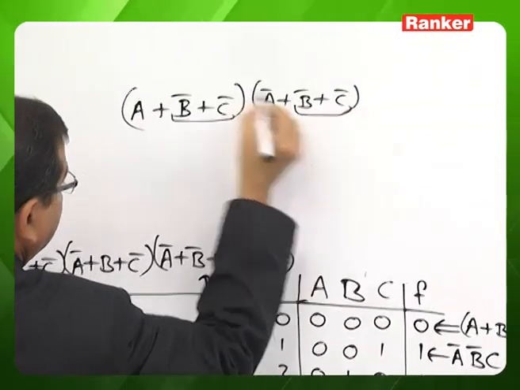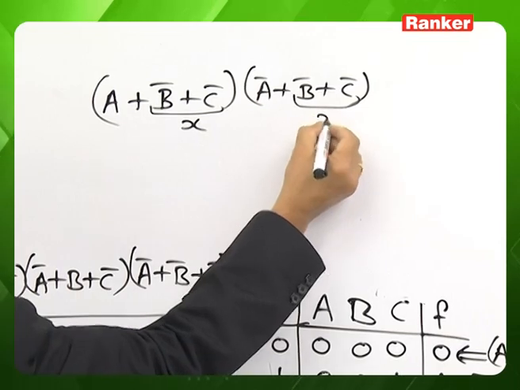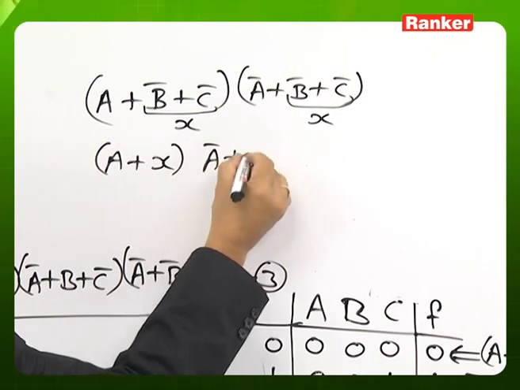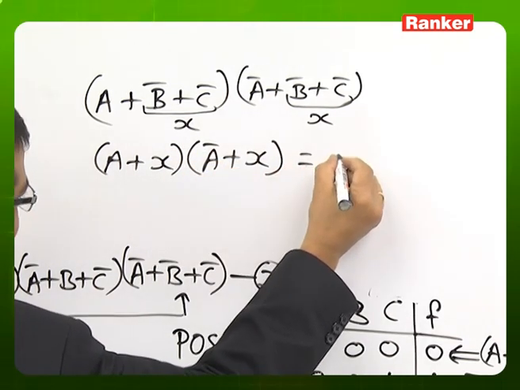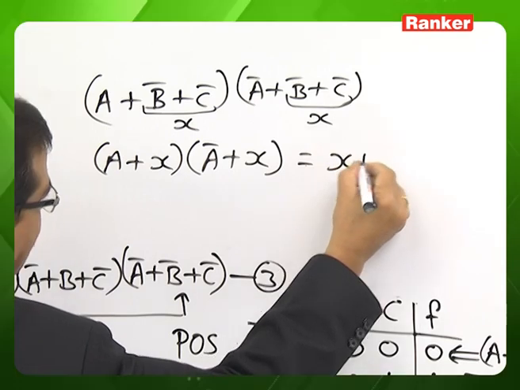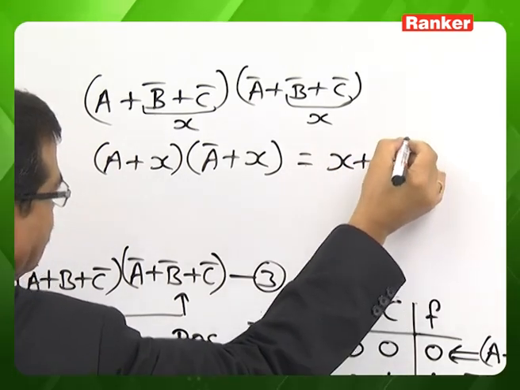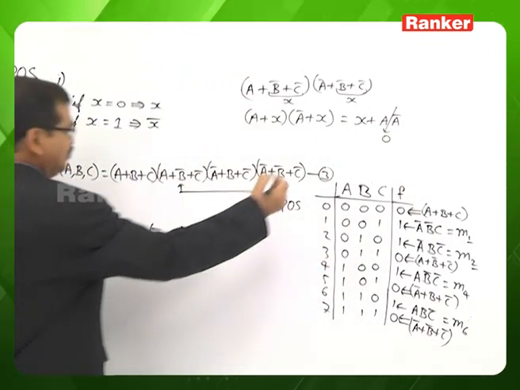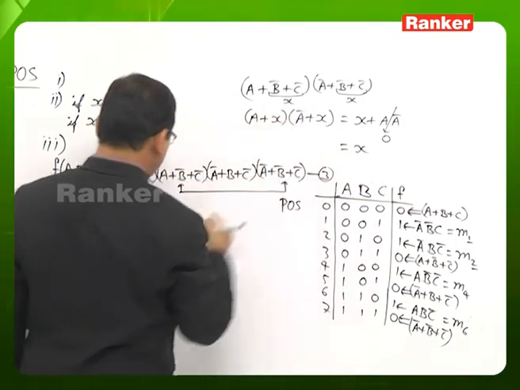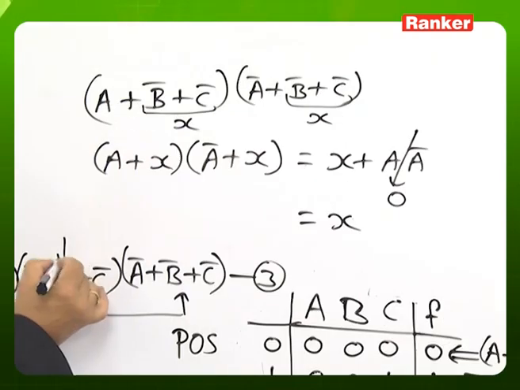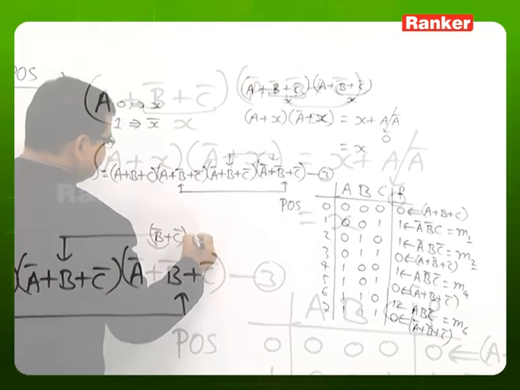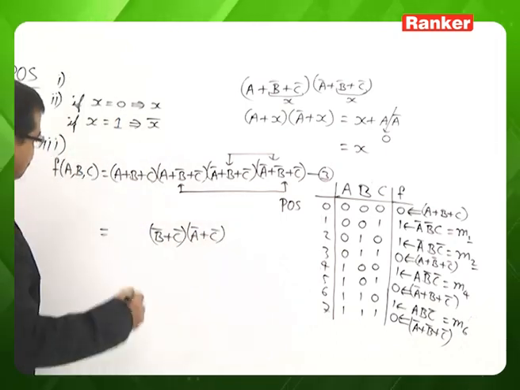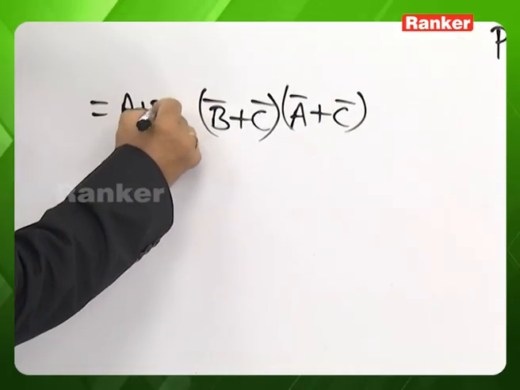Suppose we name b complement or c complement as x. Then we have a or x, and a complement or x. Using distributivity, this is x or (a and a complement). As you know, a and a complement is 0, and 0 or anything is that thing, hence it is x. x is nothing but b complement or c complement. Similarly, we can group the third and fourth terms, which gives a complement or c complement, and the first term cannot be grouped with any other term, so we keep it as it is.